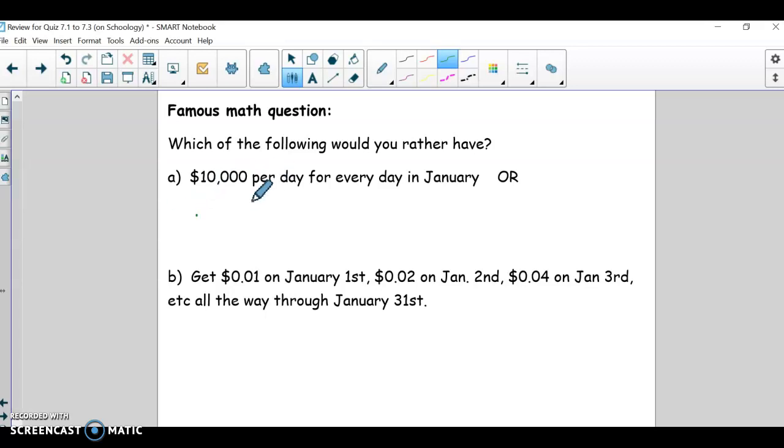Okay, so scenario A is pretty straightforward. You just take 10,000 times 31 days, right? And that's going to be 31 10,000s. So I think that's something like that, if I did that math right. So not bad, $310,000.